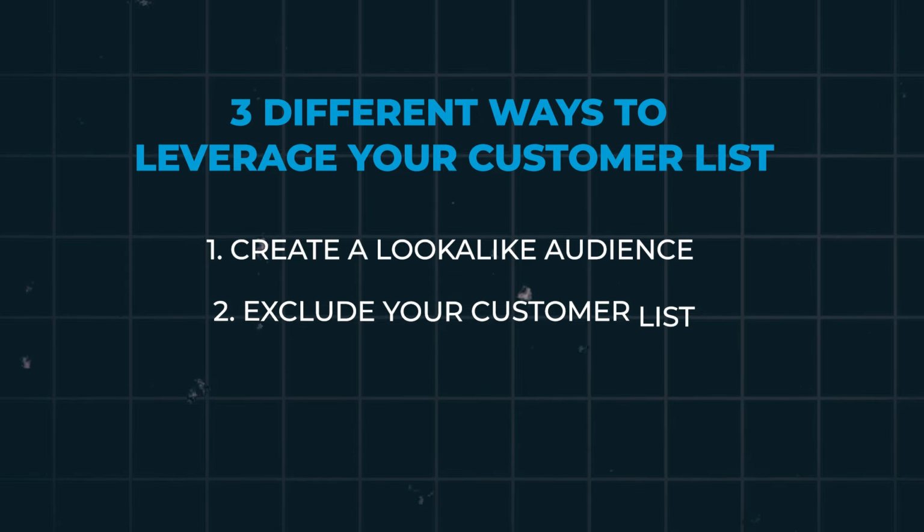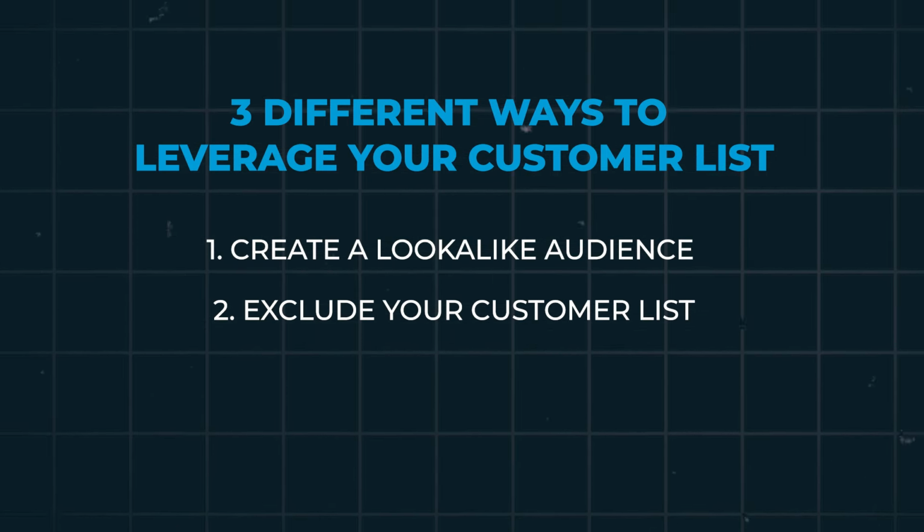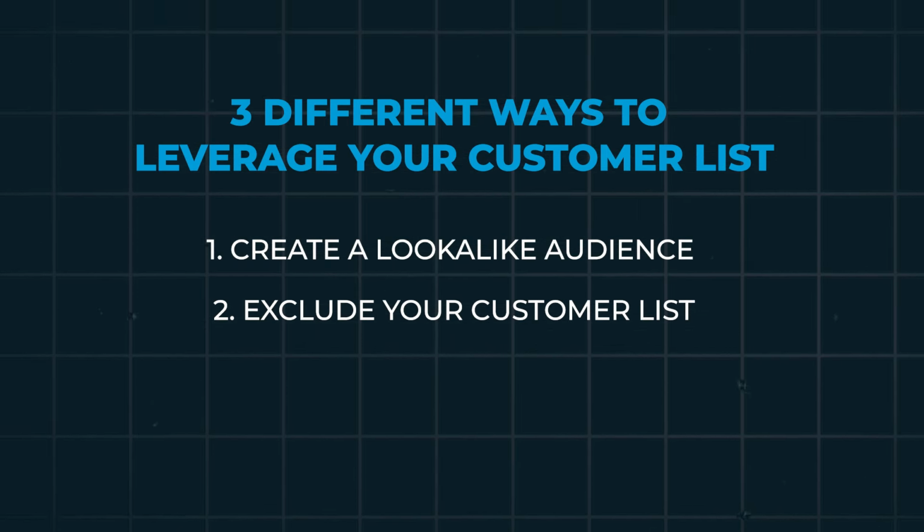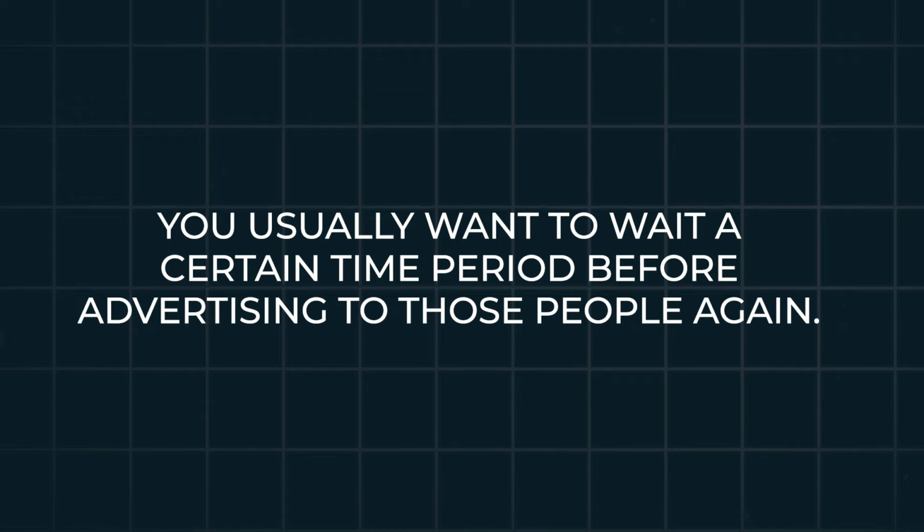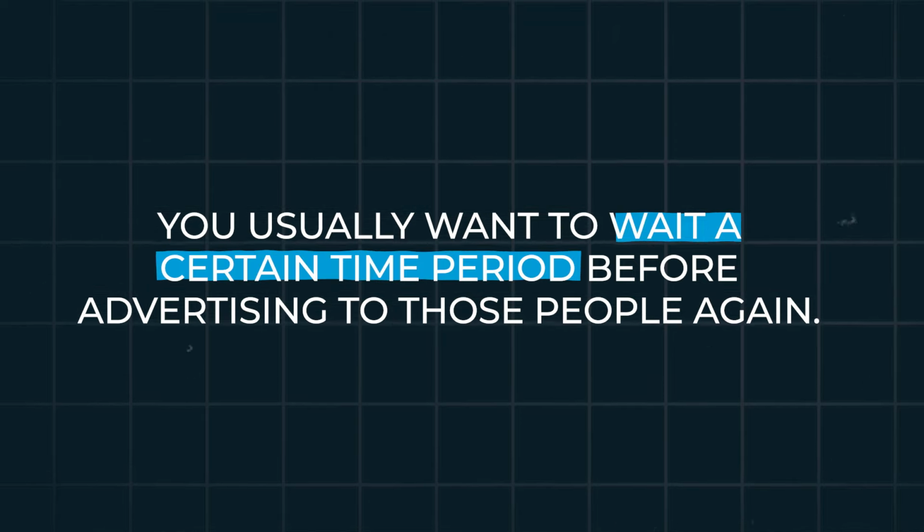The second way you want to leverage your customer list is to exclude it. When you're in the ad set level setting up your targeting, you can exclude any audiences you want. So you can exclude the customer list you uploaded or recent purchases through your website source to avoid wasting ad dollars trying to convert a customer that's already converted. Even if you do want to go after repeat purchases, you usually want to wait a certain time period before advertising to those people again. So use your customer list to do that.